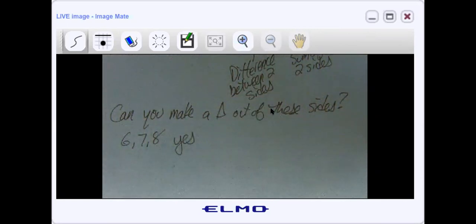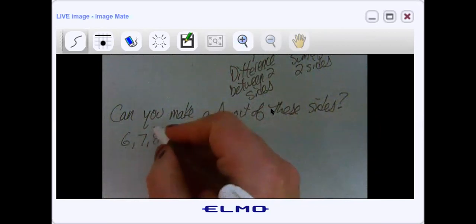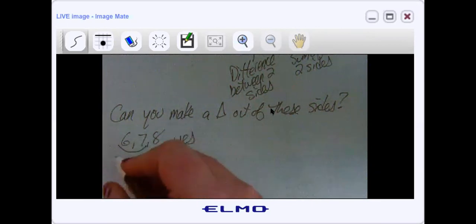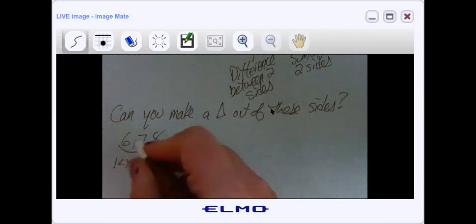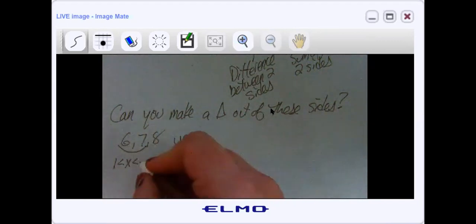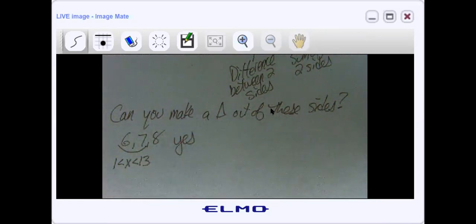You can take any 2 sides, it doesn't matter which 2 sides you're looking at, and think about what the range has to be for the third side. So if I just ignored the 8 for a minute, and I just looked at the 6 and 7, the possible range of values for the third side has to be bigger than 1, because I'm going to take the difference, right? And then it has to be less than their sum. So if I add 6 and 7 together, that's 13. So the third side has to be between 1 and 13. And obviously 8 fits the bill.